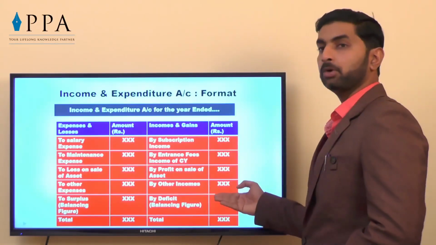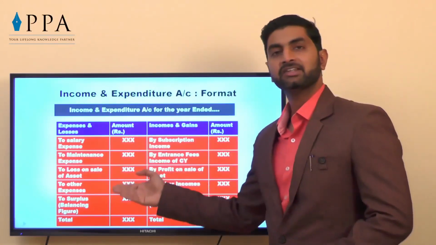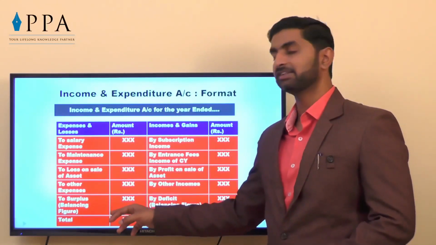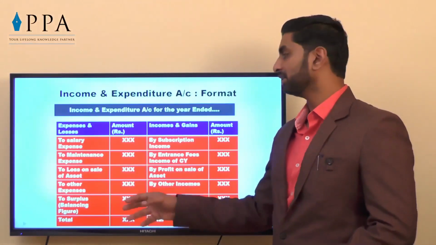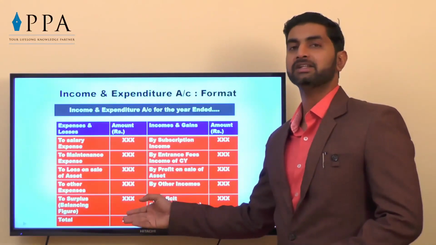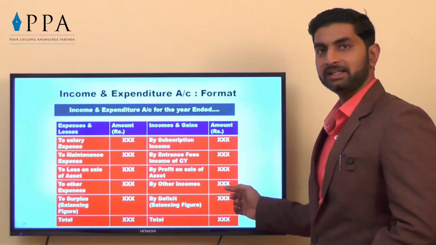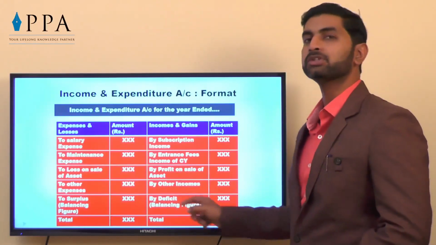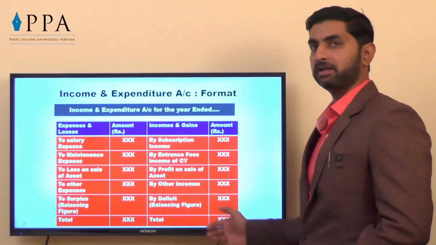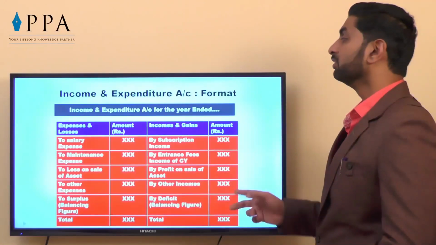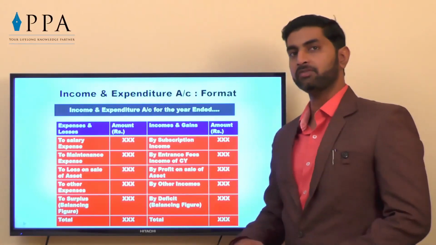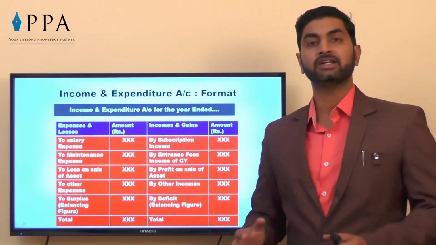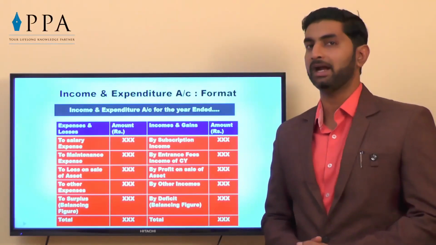If the incomes are more, let's say 10 lakh, and expenses are less, let's say 8 lakh, then income is more than expense, you will get surplus, that is net profit. On the other hand, if expenses are more, let's say 15 lakh, and incomes are less, say 10 lakh, then 5 lakh is a deficit, that is the loss. Of course, both cannot come at the same time, either surplus or deficit, depending on the situation. So RP account gives us closing balance of cash and bank, IE account either surplus or deficit. That's the basic difference between RP account and IE account.